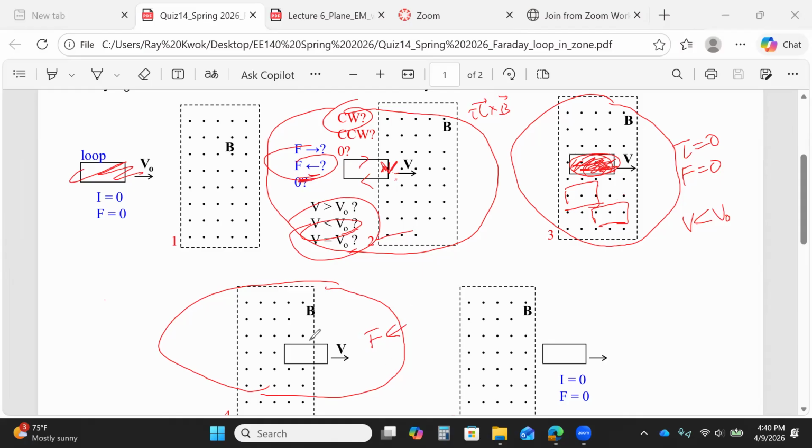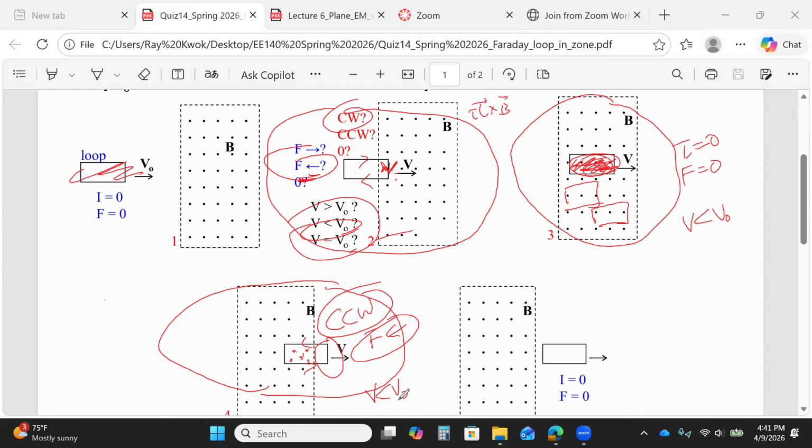Okay. When the loop is leaving, now I'm used to having all this magnetic field coming out. Now I have less. Induced field is out to make up the difference. So induced current would be counterclockwise. Right? Force, yes, restoring force. And the velocity, of course, is less than that. Even slower, yes.